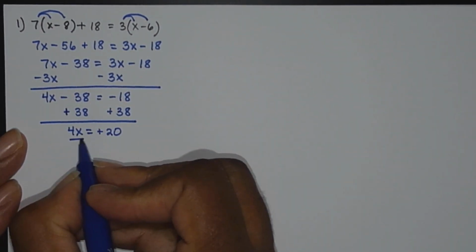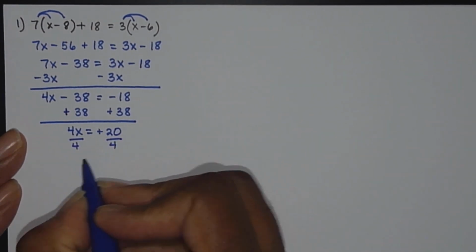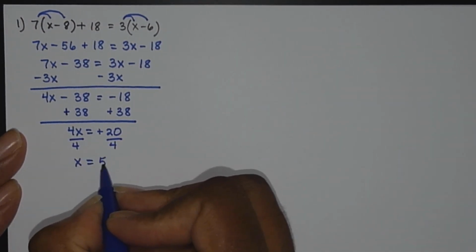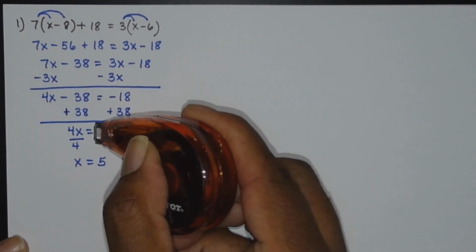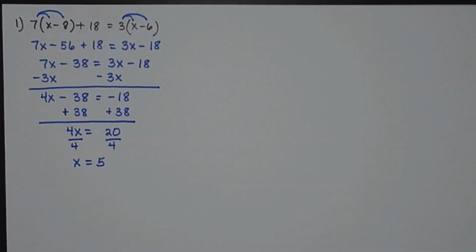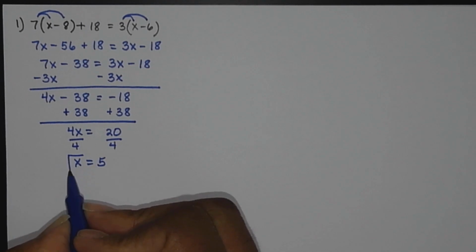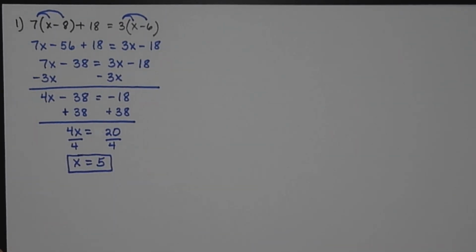And then to get x by itself, finally divide by 4. So that means here x will be equal to 5. And if you do have the time, you can check your proposed solution if you wish. But do keep in mind there will be some problems where you will be required to check your proposed solution. So here x equals 5 is the solution to that linear equation. Questions about problem number 1?